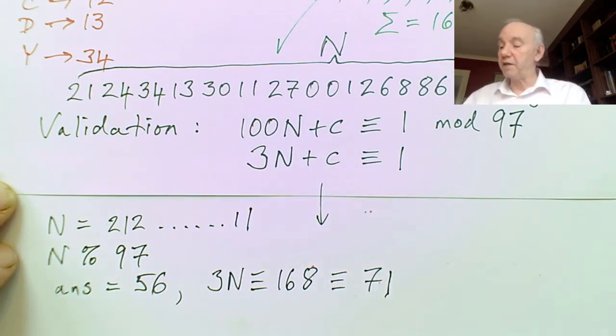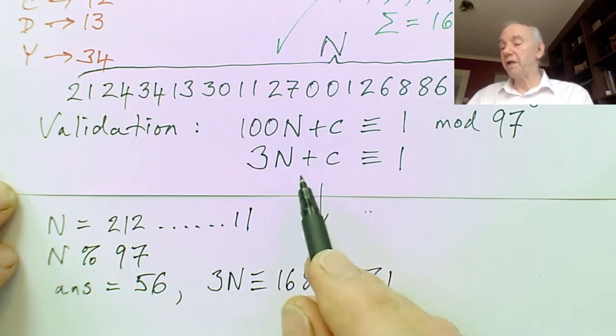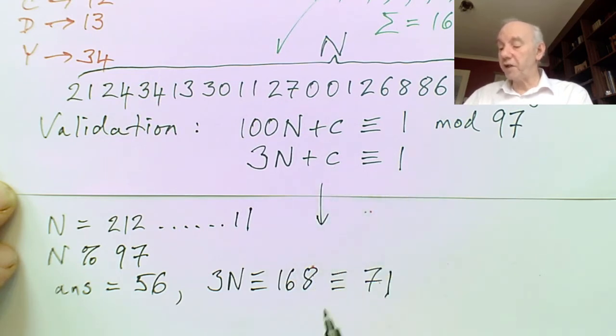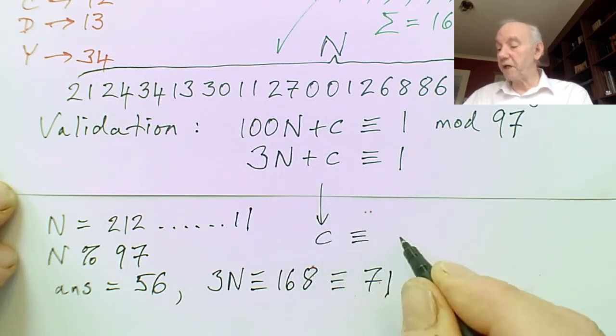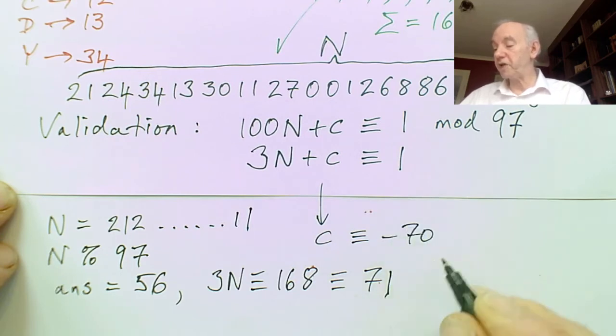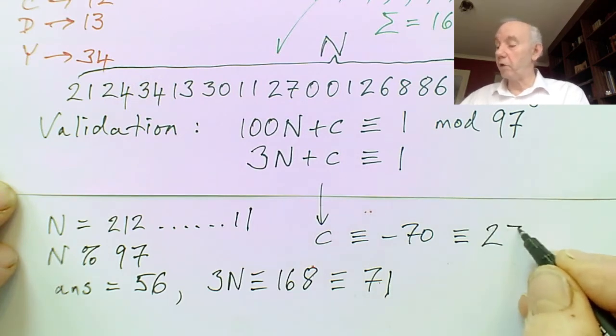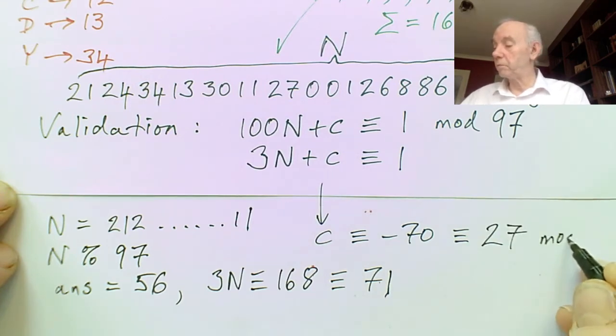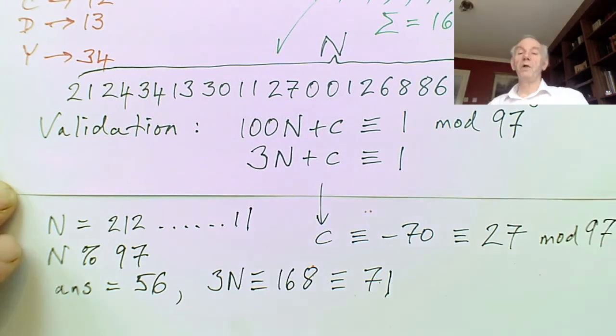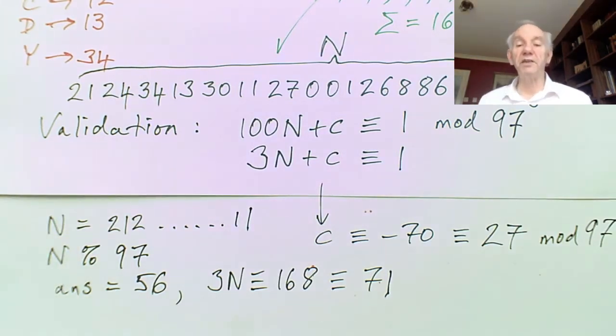So we have that 71 plus c is congruent to 1. So c is therefore equivalent to minus 70, which of course is the same thing as plus 27 mod 97. So that's verified, that's explained why in this particular IBAN the check digits are 27. That's how it works. I just want to finish with some remaining comments.